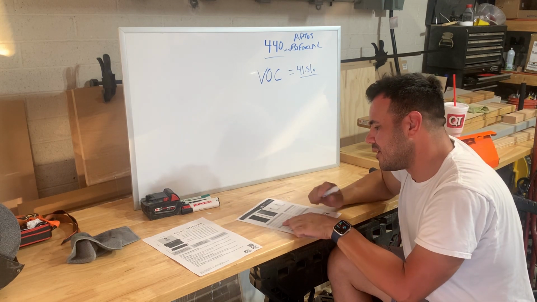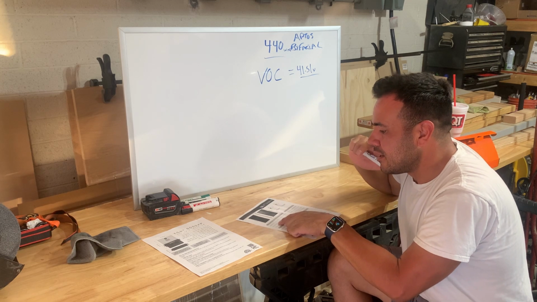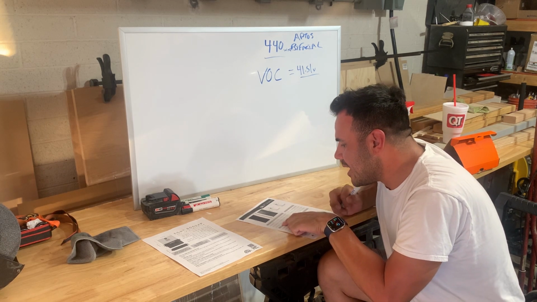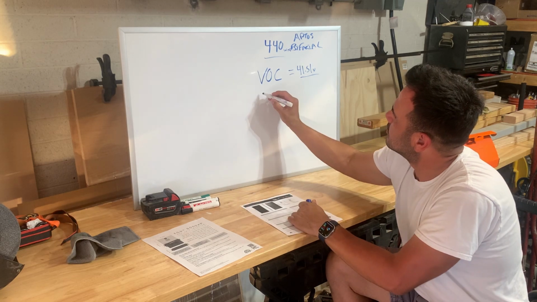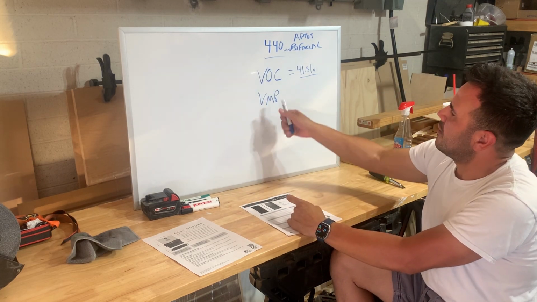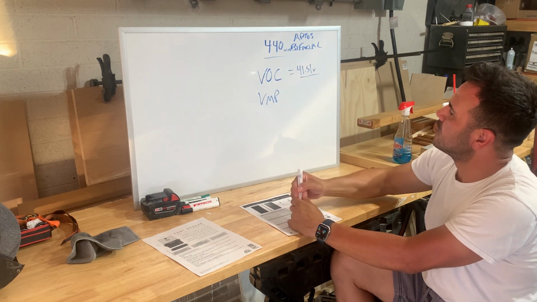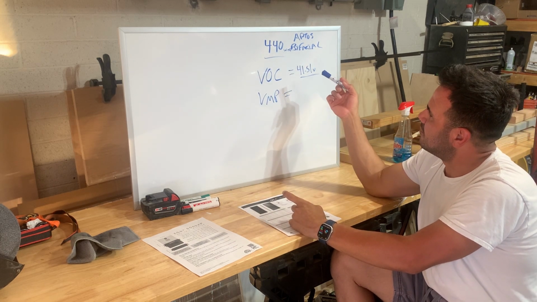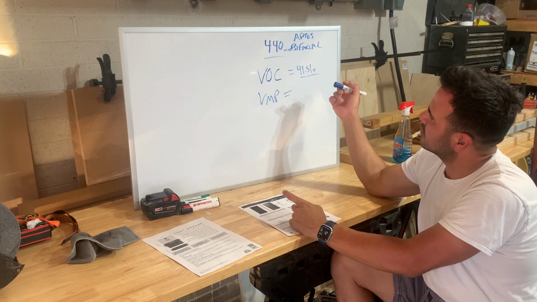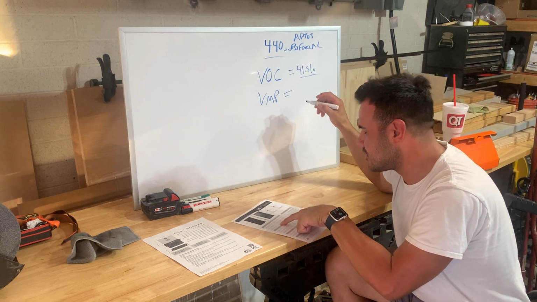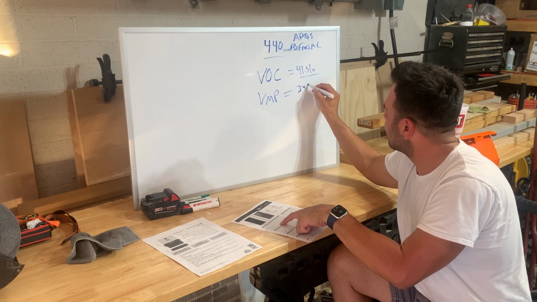The next one I think is important is the VMP. The VMP is what the solar panel is going to produce when it's actually hooked up to a load. That's the maximum power voltage the solar panel can produce when it's actually hooked up to a load. And this one is 34.71.